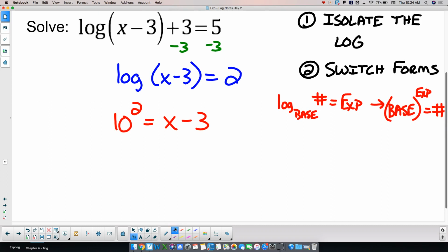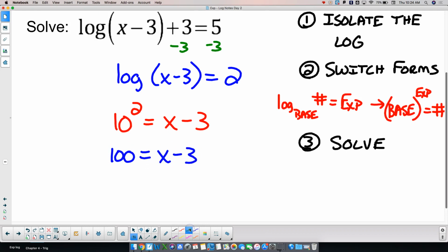Now that you've switched forms, you are going to solve your new exponential equation. 10 squared is how much? 100. Add 3 to both sides. And I get 103 as x.